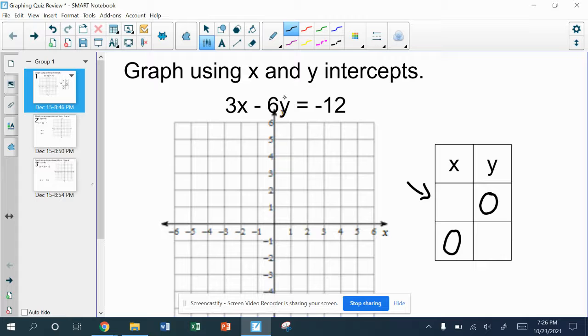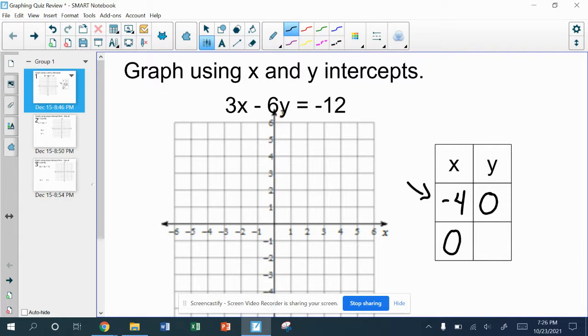So if I put a 0 right here for this y, I would have 6 times 0 is 0. Subtracting 0 doesn't do anything. I could really ignore that part of the equation. And now I have 3x equals negative 12. And 3 times what gives me negative 12? Well, that would be a negative 4.